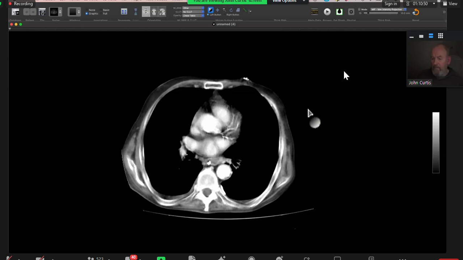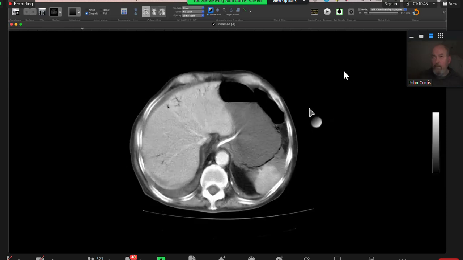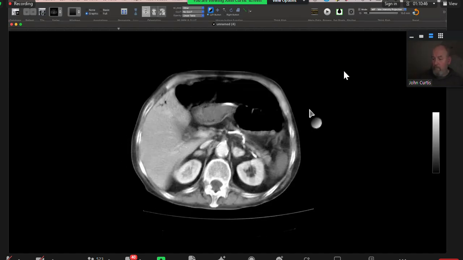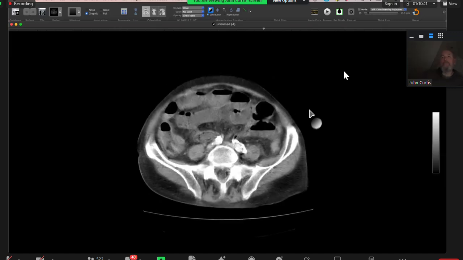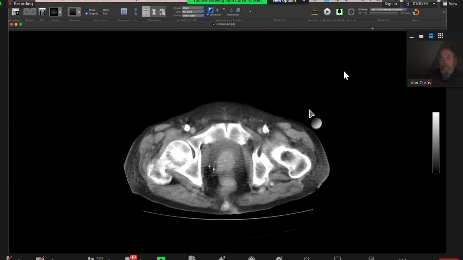Okay, abdo pain. Fine. So presented with an abdomen-pelvis contrast enhanced study. I'm just going to scroll and then present my findings.